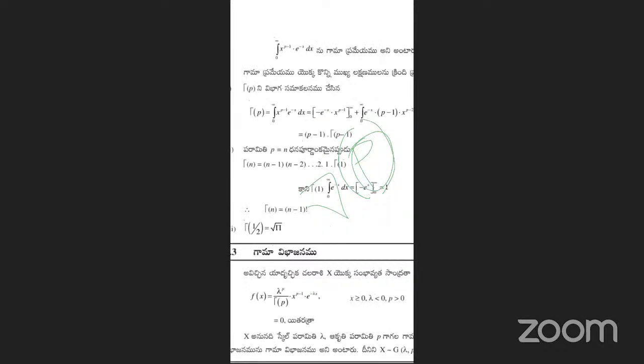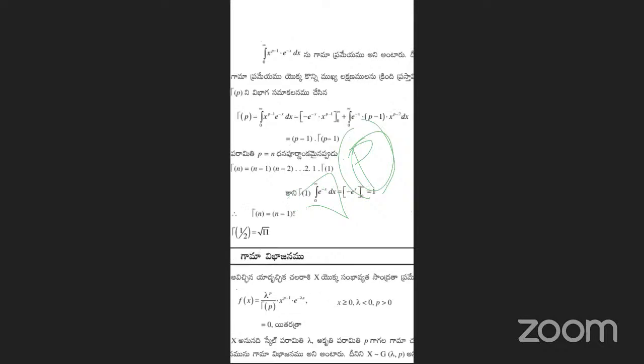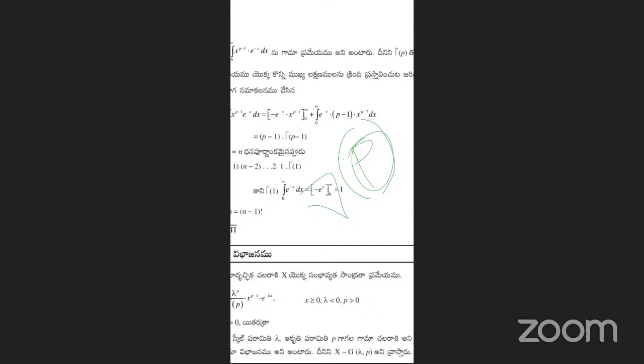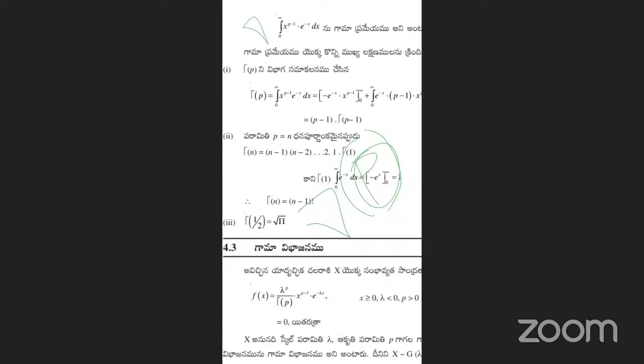Now, gamma p is the integral from 0 to infinity of x to the power of alpha minus 1, e to the power of minus x, or x to the power of p minus 1, e to the power of minus x. If you take gamma alpha, you write alpha; if you take p, you write p. Here p is not a probability; it is a constant. Integrate, substitute the limits, and you will get p minus 1 gamma p minus 1. So gamma alpha is alpha minus 1 times gamma alpha minus 1.